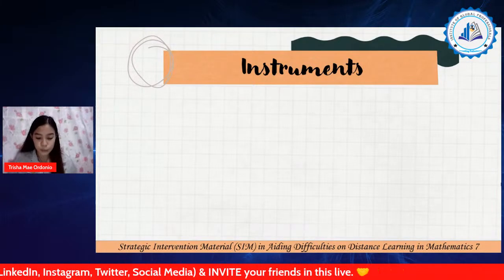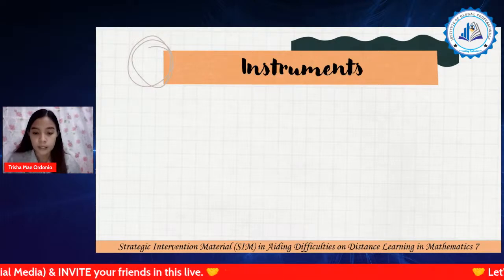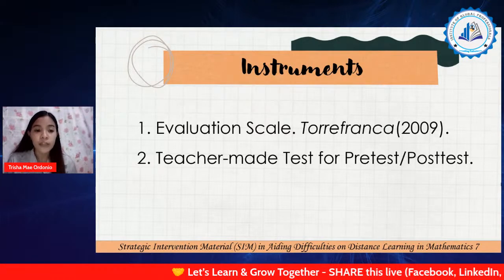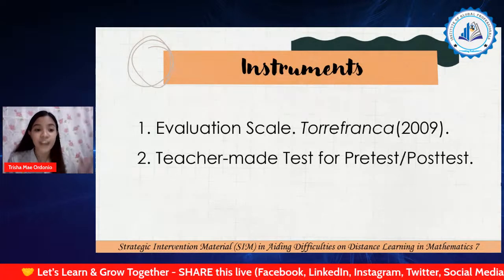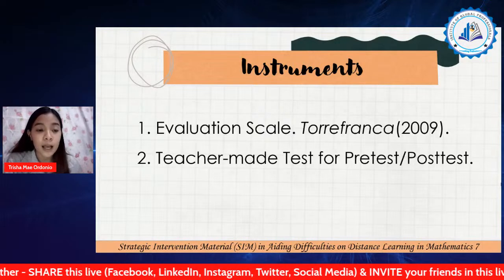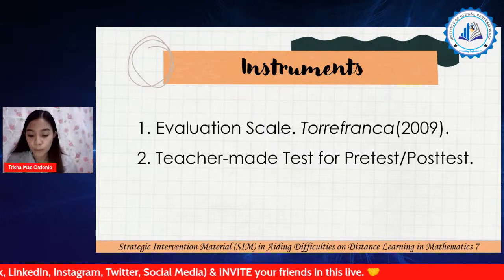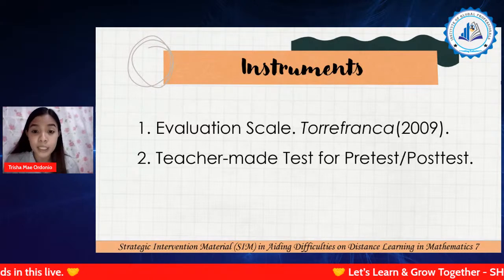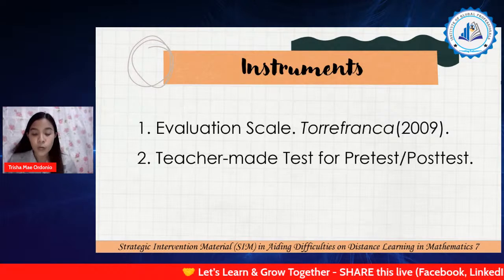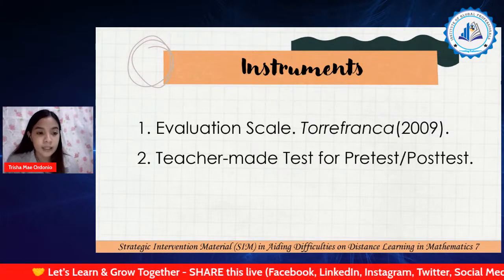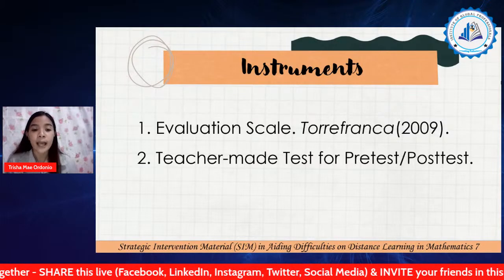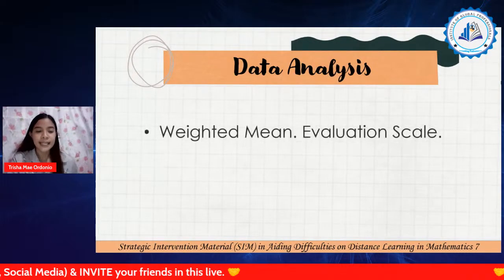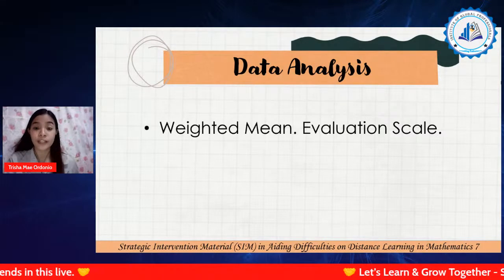And now, let's proceed to the instruments. Instruments are used in collecting data. Therefore, it is a must that the instruments we use in our study are valid. So in my study, I use an evaluation scale to evaluate my material, the strategic intervention material. I adapted the instrument from Torrefranca 2009. And the teacher-made tests are for the pre-test and post-test. I made this test and it was validated by different mathematics teachers. The data analysis, first, is the weighted mean for the evaluation scale.